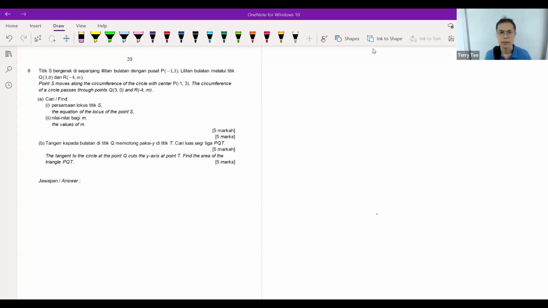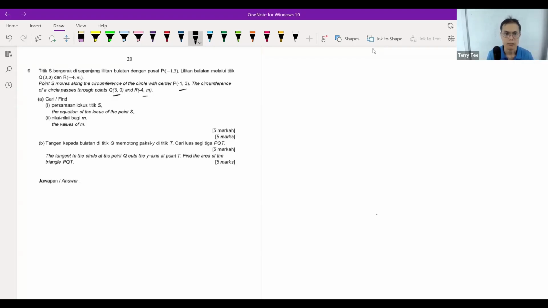Okay, moving on to question number 9. Now, this is from Form 4, Chapter 7, Coordinate Geometry. So here we have point S that moves along the circumference of the circle with center P (minus 1, 3). The circumference of the circle passes through points Q and R, right? So find the equation of locus of point S.